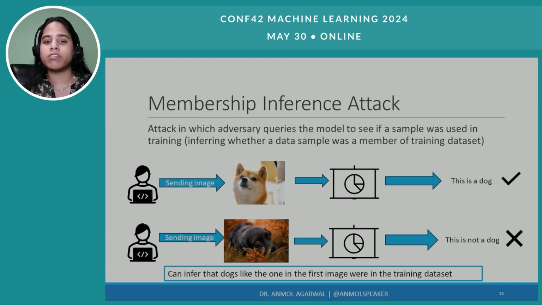So maybe you can infer the dogs like the ones in the first image were used in the training dataset, but the dogs used in this second image were not used in the training dataset. Maybe then you could infer that only certain breeds were used for the training dataset, or maybe only certain colors. And that's how you can perform a membership inference attack. And again, this could be very damaging in a healthcare scenario.